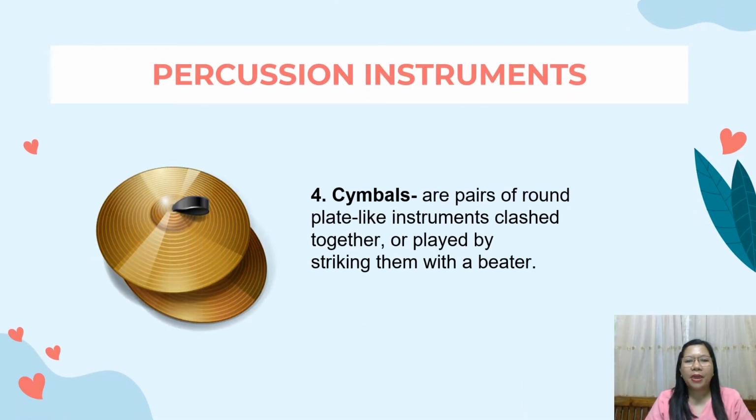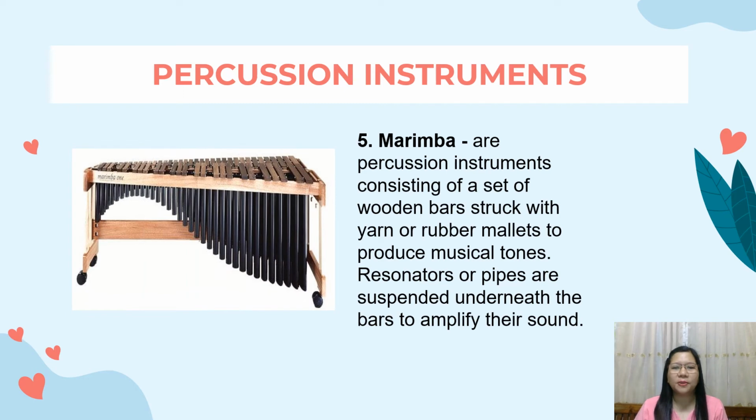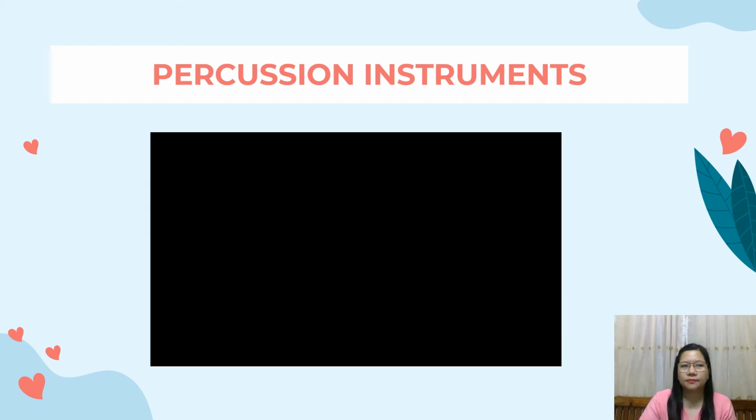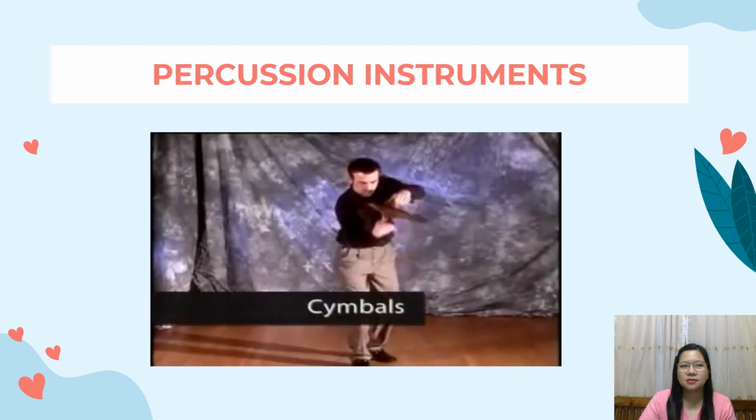Cymbals are pairs of round plate-like instruments clashed together or played by striking them with a beater. Marimba are percussion instruments consisting of a set of wooden bars struck with yarn or rubber mallets to produce musical tones. Resonators or pipes are suspended underneath the bars to amplify their sound. Let's hear the sounds of percussion instruments.